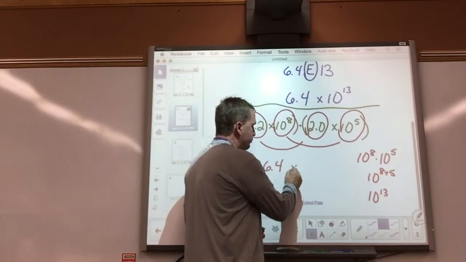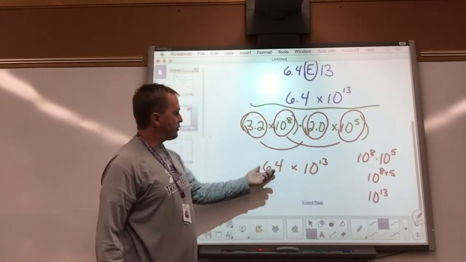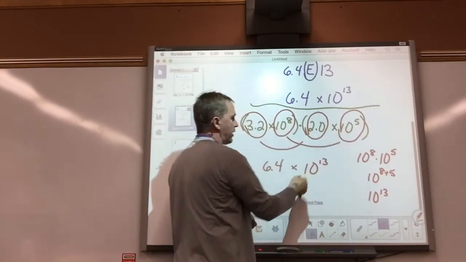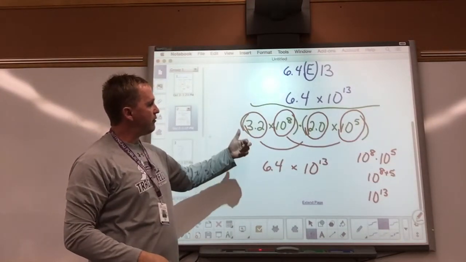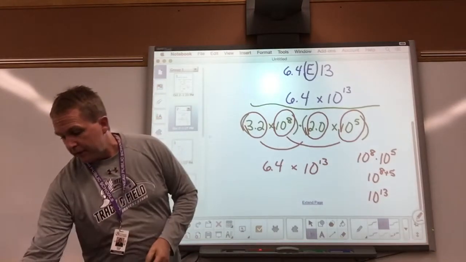So I'm going to finish by leaving one times sign, and I'm going to say that the answer is 6.4, which I got from multiplying these, and times 10 to the 13th, which I got from multiplying my 10 to the 8th and my 10 to the 5th. So there's multiplication of scientific notation numbers without necessarily using a calculator.